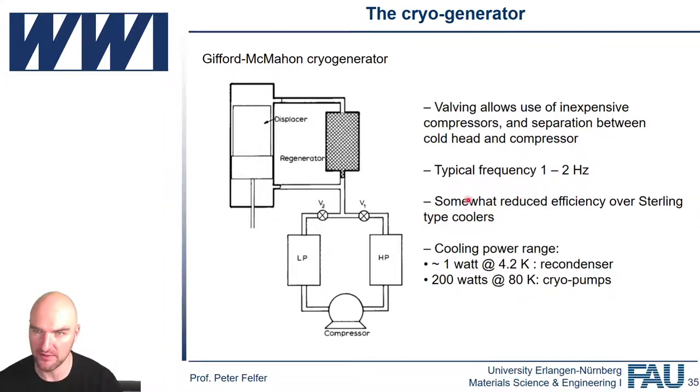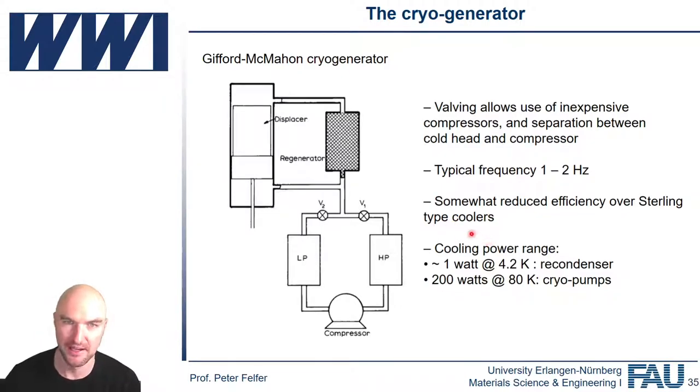They have a somewhat reduced efficiency compared to Stirling cryostats. But because the compressor is separate from the cryo head itself, they're just cheaper to make, especially cheaper to make with good power. Most cryostats have about a watt at 4.2 Kelvin, so at liquid helium temperature, and about 200 watts at 80 Kelvin. So they have quite some power. I think on our atom probe, we have probably the most powerful cryostat on any atom probe. It's a bit of overkill, but they're also getting a lot cheaper because they're widely used in MRI systems in medicine. So you get these standard MRI system cryostats, and they're more than good enough for atom probe.